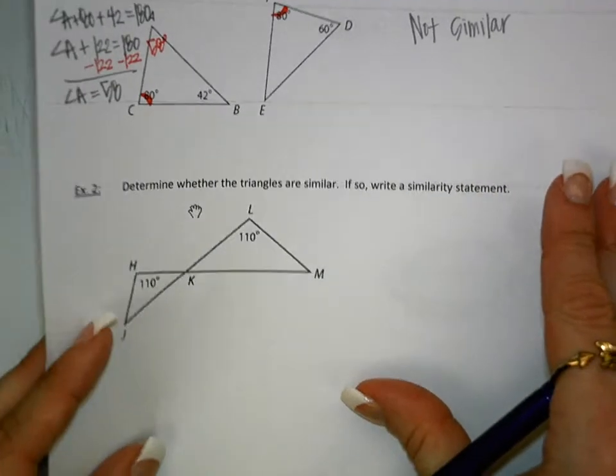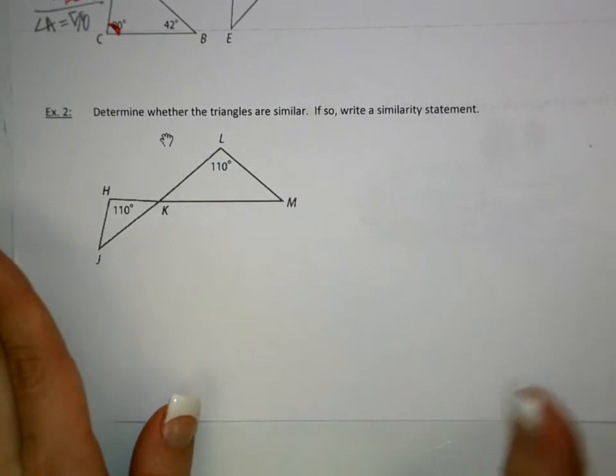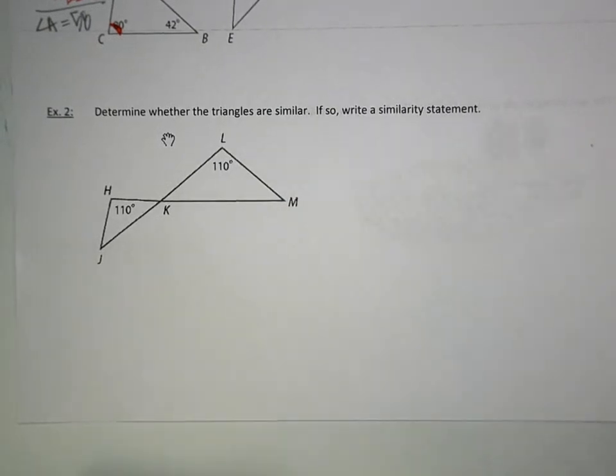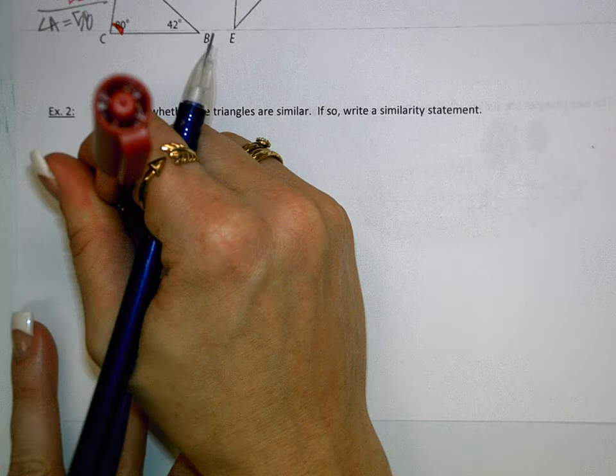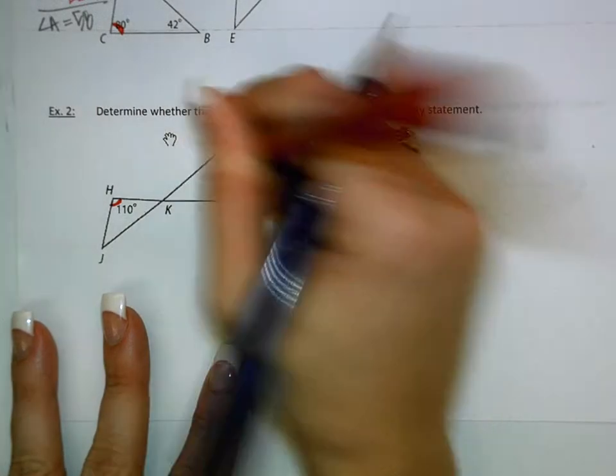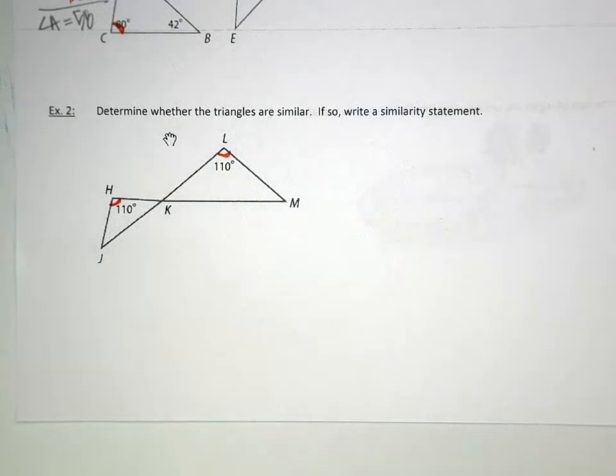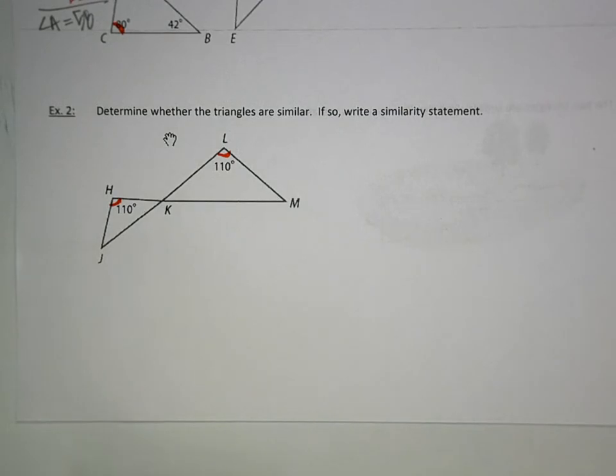Okay, how about for number 2? It says determine whether the triangles are similar. If so, write a similarity statement. So obviously we know the 110s are equal to each other. Okay, so this one is equal to this one. Are there any other things that you could tell? How else could I find the other measurements? Does anyone remember? How can I find the other measurements without using a tool, a compass or a protractor or anything?